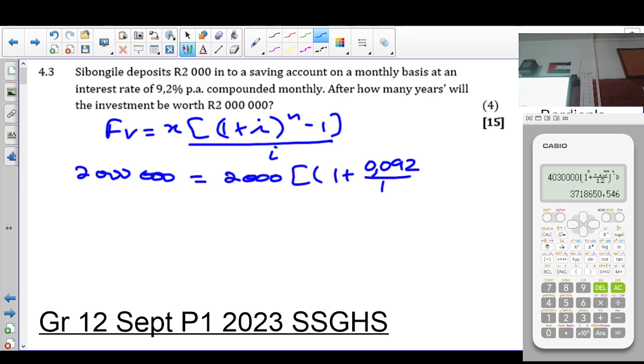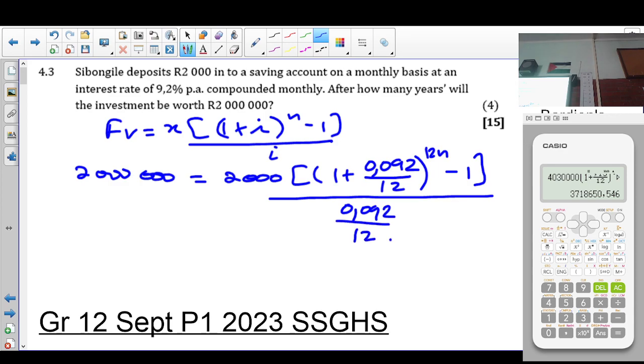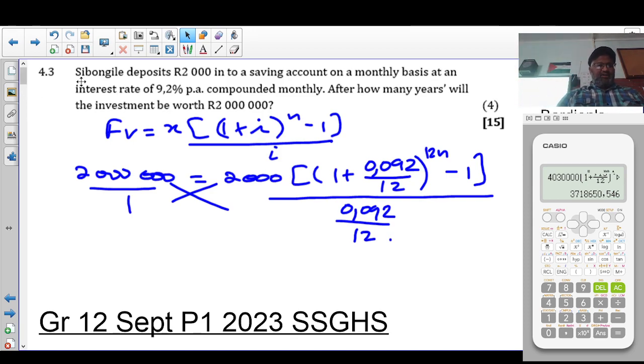So it's 0,09 over 12 to the exponent 12 n minus 1, all over i, which is 0,09 over 12. Okay? So it's naturally over 1, cross multiply. Okay, we'll carry on in our next lesson from this point. Let's save this.